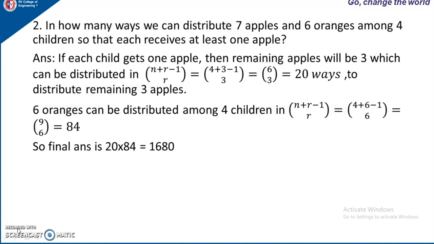6 oranges can be distributed among 4 children in n plus r minus 1 choose r ways, where n is equal to 4, r is equal to 6, which is equal to 9 choose 6, which is equal to 84. So the final answer will be 20 times 84, which is equal to 1680.